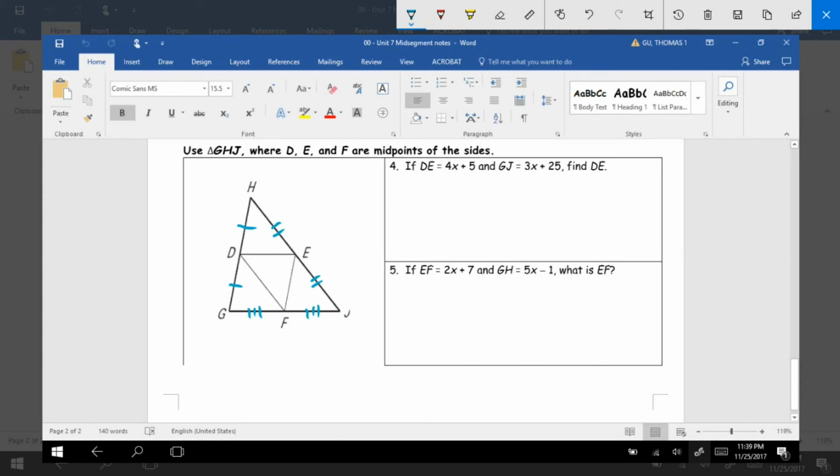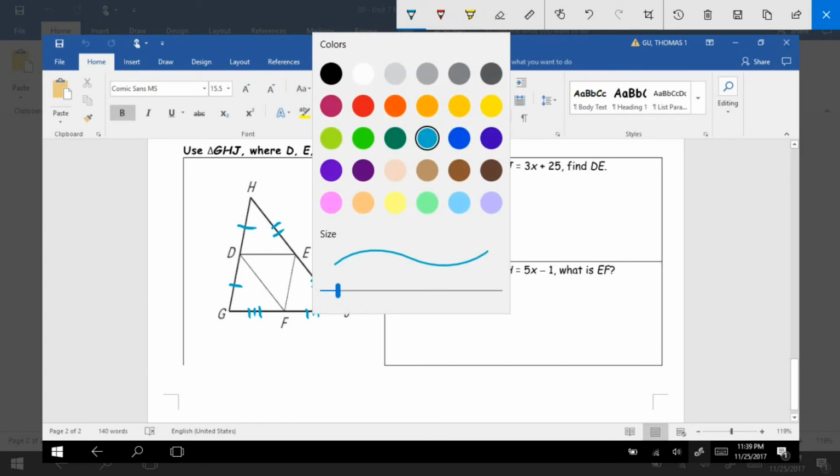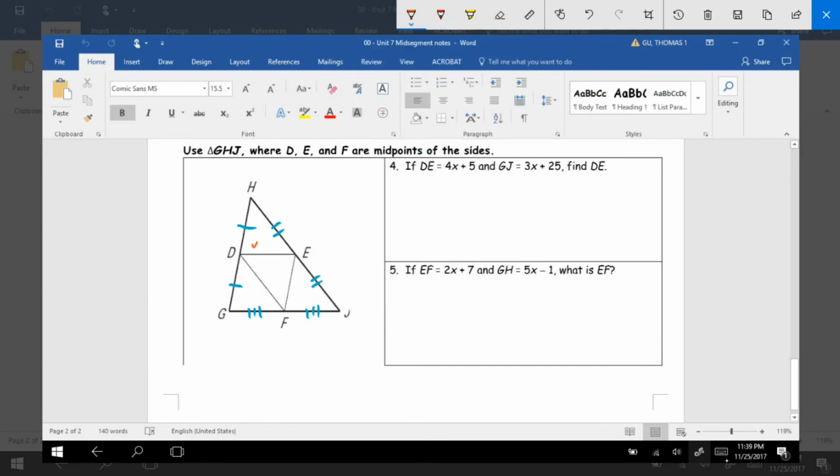Let's continue. Let's look at number 4. If DE, where's that? DE is 4x plus 5. I'm going to do this problem in the orange, okay? So if DE equals 4x plus 5, and GJ, that's all this right here, equals 3x plus 25, find DE. Now, how am I going to do that? First, I got to solve for X. Now, what's the relationship between the length of DE and GJ? Well, by the midsegment theorem, DE is half of GJ, so I can say that 2 times 4x plus 5 equals 3x plus 25.